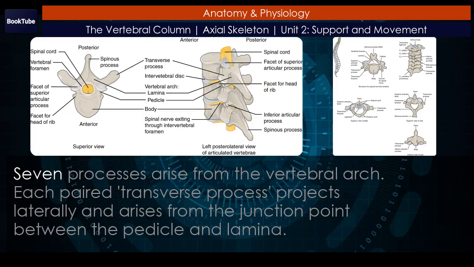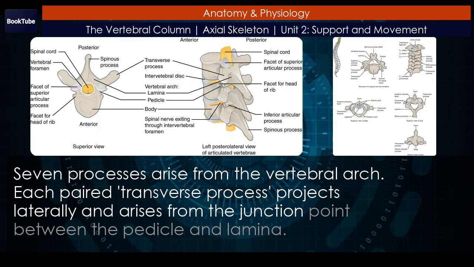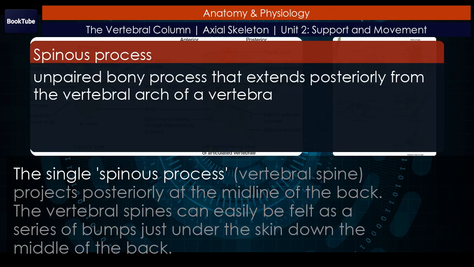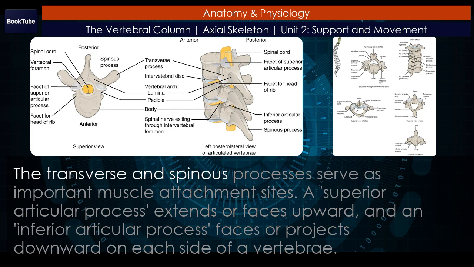Figure 5. 7 processes arise from the vertebral arch. Each paired transverse process projects laterally and arises from the junction point between the pedicle and lamina. The single spinous process, the vertebral spine, projects posteriorly at the midline of the back. The vertebral spines can easily be felt as a series of bumps just under the skin down the middle of the back. The transverse and spinous processes serve as important muscle attachment sites.